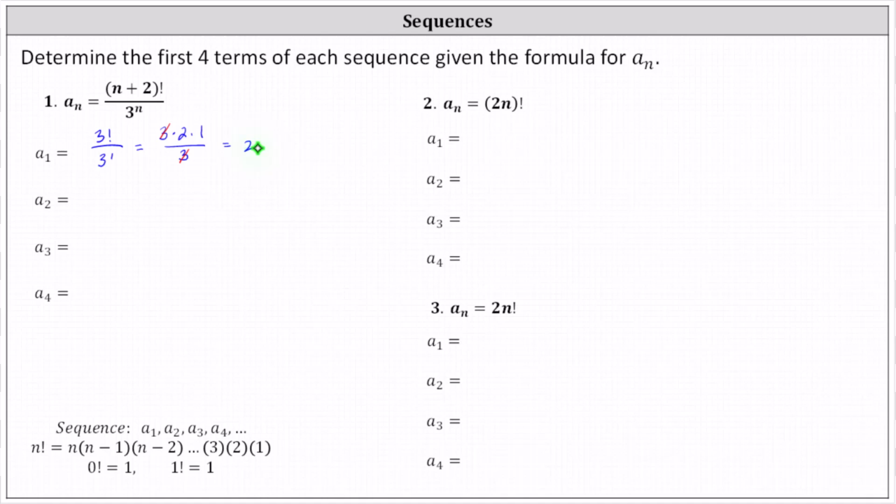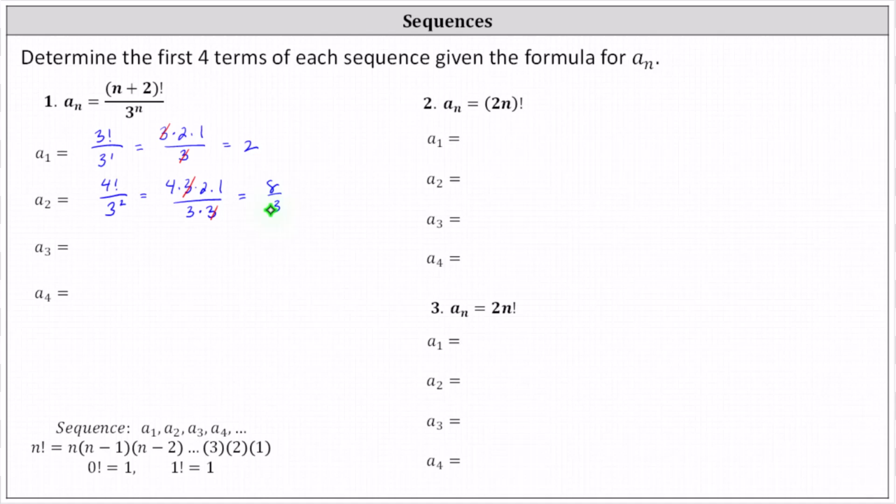To determine a sub 2, we now substitute 2 for n. 2 plus 2 is 4. A sub 2 equals 4 factorial divided by 3 to the power of 2, or 3 squared. 4 factorial is equal to 4 times 3 times 2 times 1. 3 squared is equal to 3 times 3, or 2 factors of 3. Again, simplifying, 3 divided by 3 simplifies to 1. Nothing else simplifies. A sub 2 is equal to 8/3.